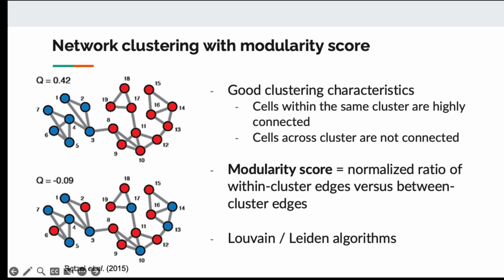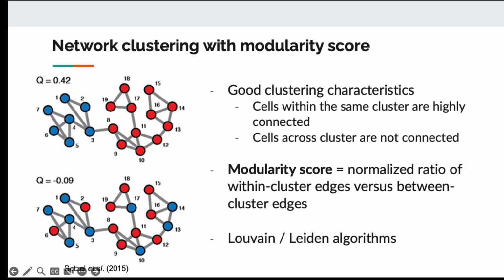And this basically calculates the ratio between the number of edges within the same color compared to the edges between different colors. We want to maximize this score. We want more edges within clusters and fewer edges across clusters. And some of the algorithms that we will talk about in a later lecture are called Louvain and Leiden.